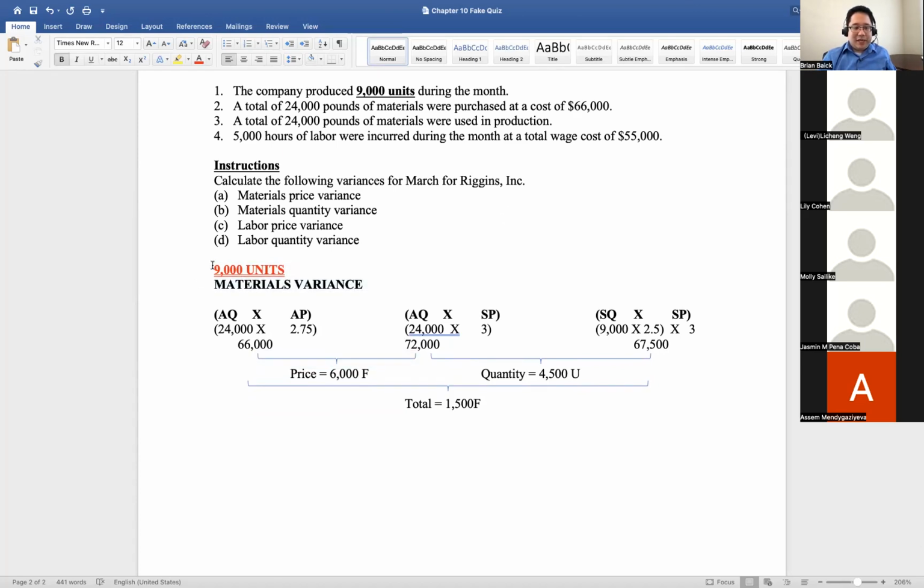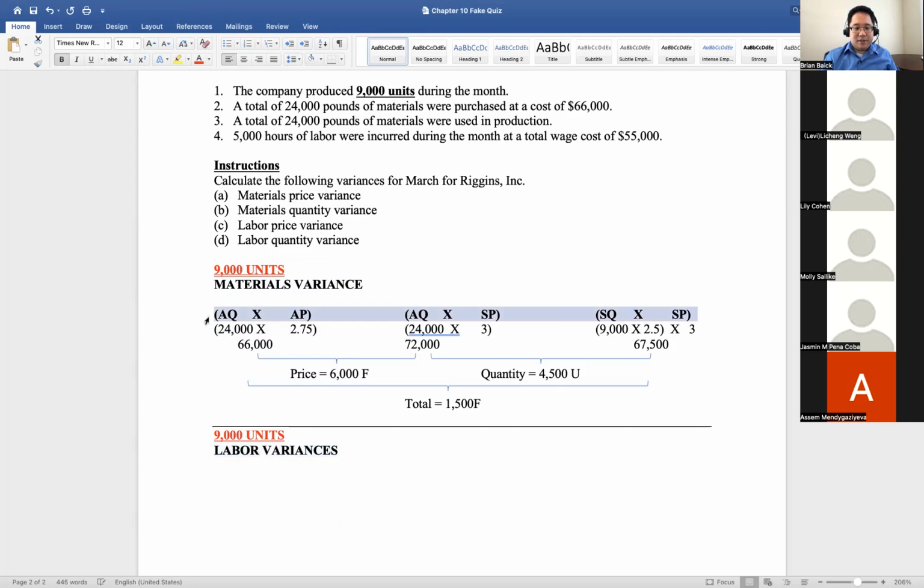Okay, let's do this one last time, and then we'll call it quits on this chapter and move on to the next one. If we make 9,000 units, what are the labor variances? Of course, the setup is always the same. So here it is. Labor variances.